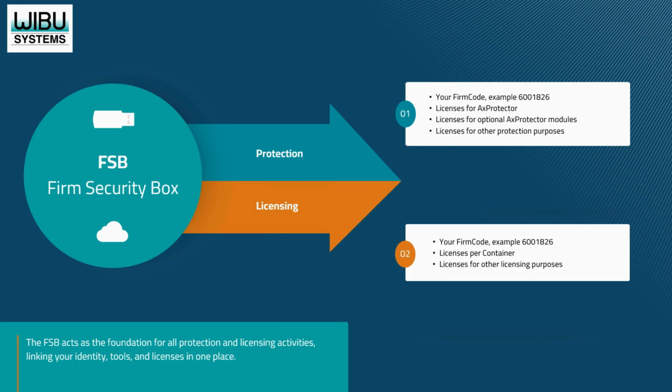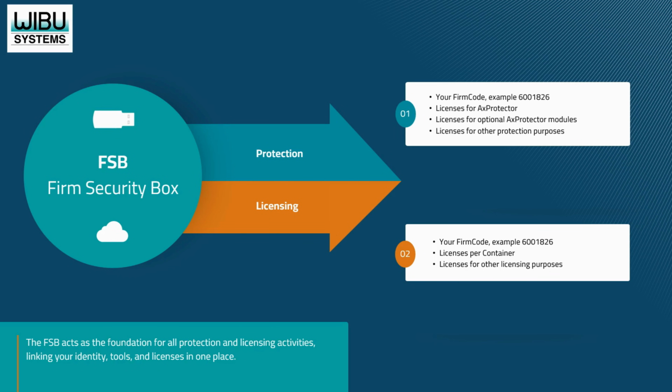In the protection part of the FSB, you have your firm code. In this example, we use firm code 6001826. You also have licenses for Axe Protector, optional Axe Protector modules, and other licenses or services related to software protection. In the licensing part of the FSB, you have the same firm code, the licenses per container, and any other licenses needed for licensing purposes.